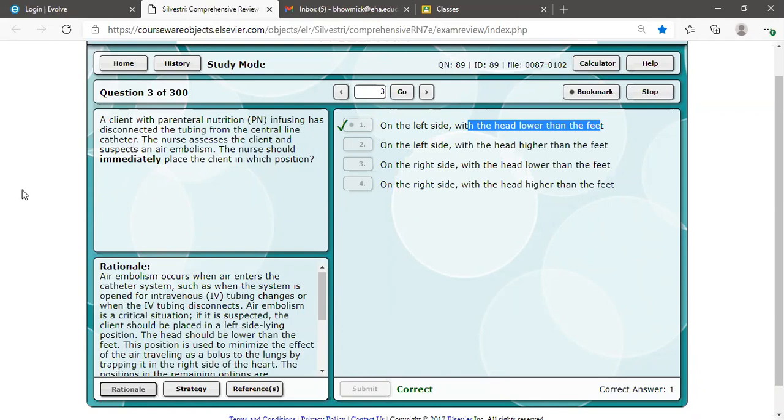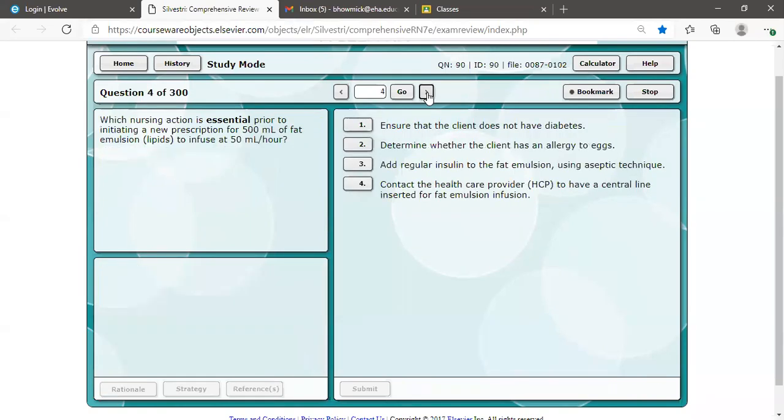So that is the information we learn from this. If we get any patient, we can apply it for them. So, another question here. Which nursing action is essential prior to initiating a new prescription for 500 ml of fat emulsion to infuse at 50 ml per hour? So again, I want to read it.